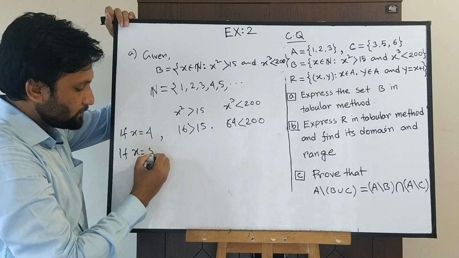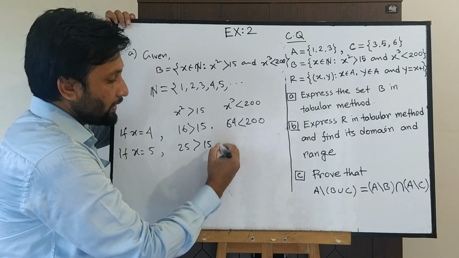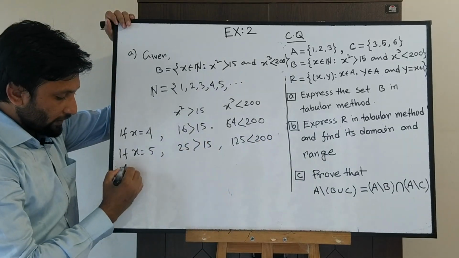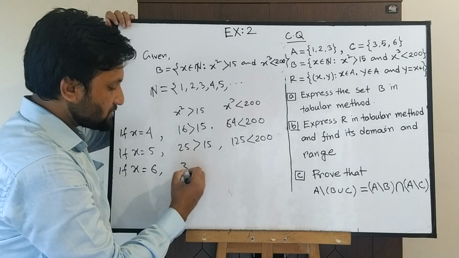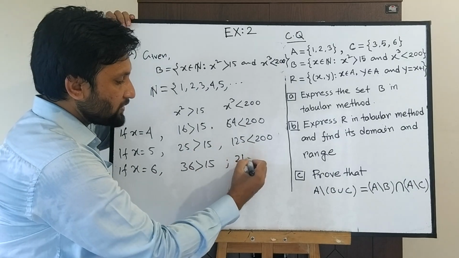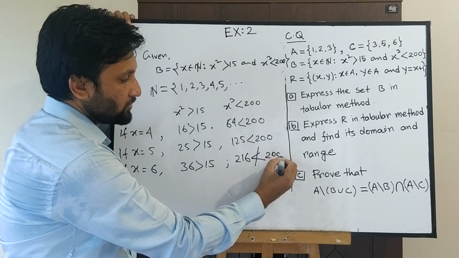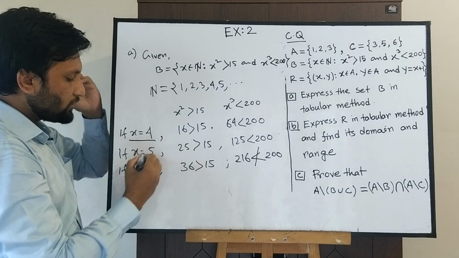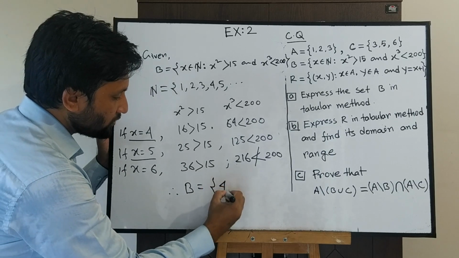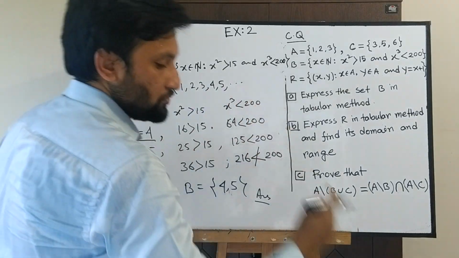Again, if x equals 5, then 5 square is 25, greater than 15, acceptable. And 5 cube is 125, less than 200, so this is also valid. If x equals 6, then 6 square is 36, greater than 15, true. But 6 cube is 216, which is not less than 200. So, the acceptable values are 4 and 5. That means the elements of B are 4 and 5. This is the answer.